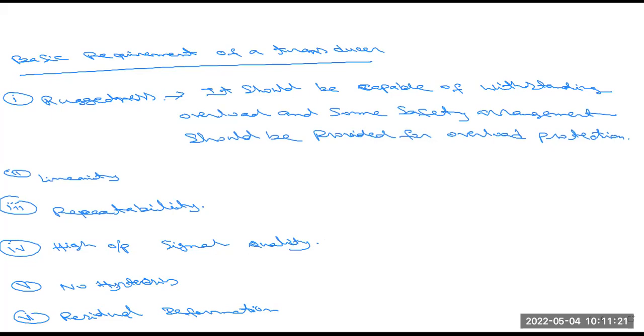So these are the basic requirements for the transducer. One is ruggedness, number 2 linearity, number 3 repeatability, number 4 high output signal quality, number 5 no hysteresis, number 6 residual deformation. Okay, is it clear, all of you? Next class we have to conclude.